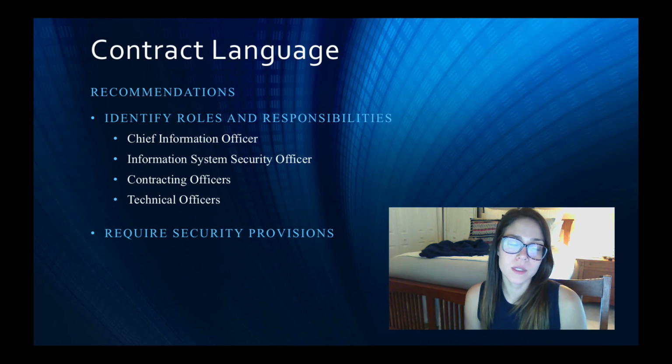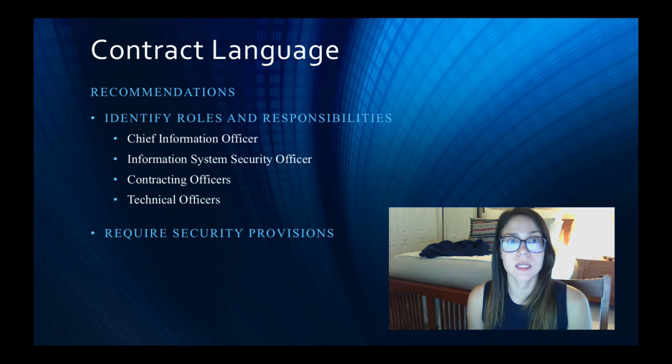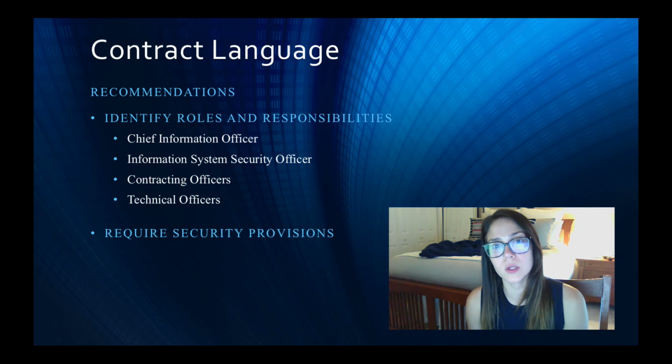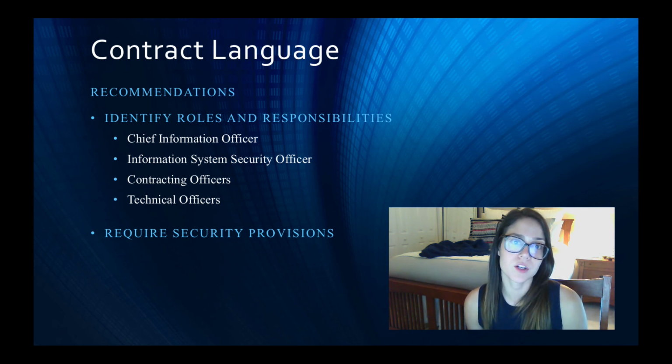So what we're going to be discussing are the recommendations for contract language that would be used to ensure supply chain systems, network, and operational security were met. This is going to include defining roles and responsibilities, requiring security provisions, and the acquisition lifecycle. So first I will discuss how a team-based approach to product and service procurements will improve acquisition throughout DTL Power.